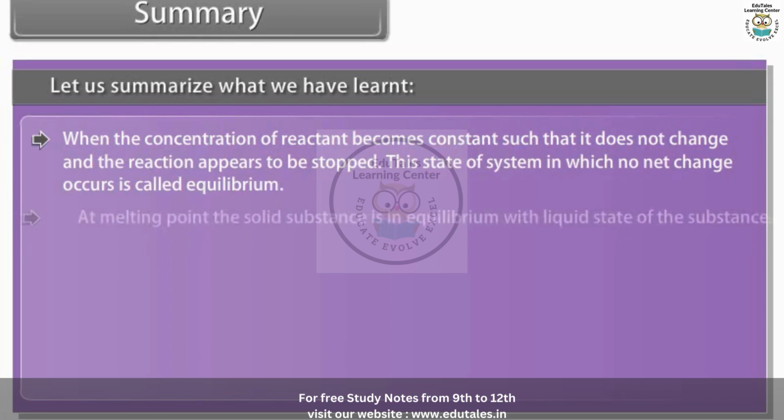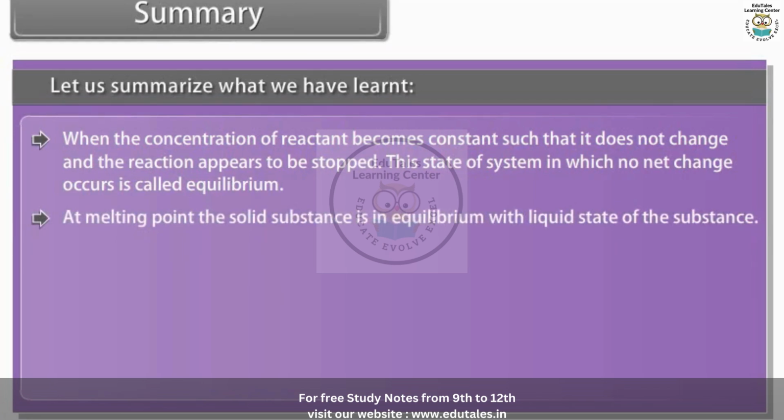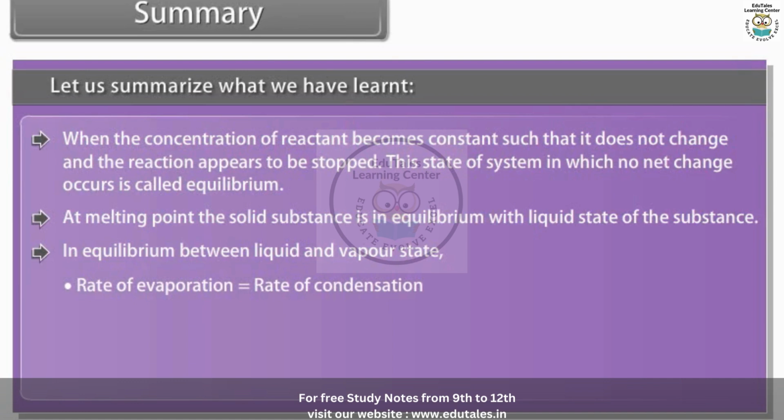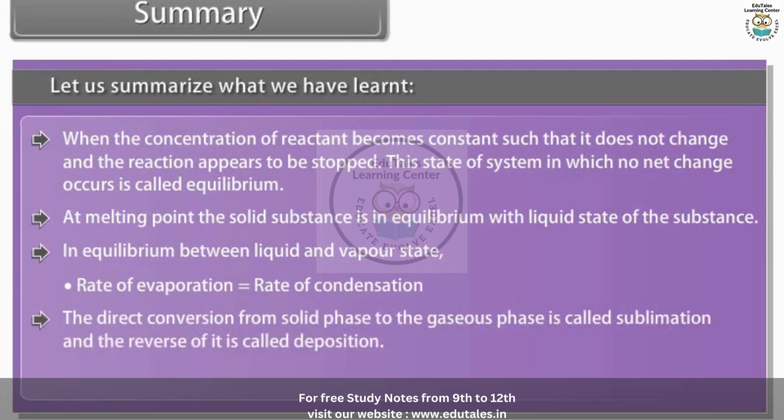At melting point, the solid substance is in equilibrium with the liquid state of the substance. In equilibrium between liquid and vapor state, the rate of evaporation is equal to the rate of condensation. The direct conversion from solid phase to the gaseous phase is called sublimation, and the reverse of it is called deposition. A solution is said to be saturated if no more solute particles can be dissolved.